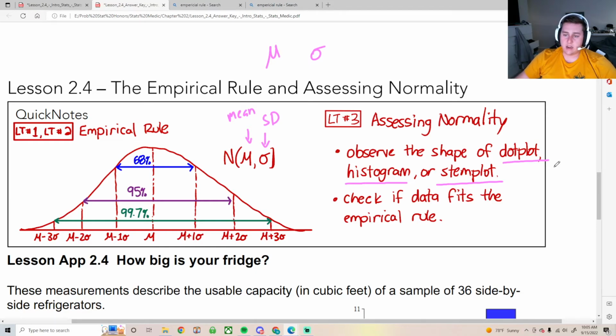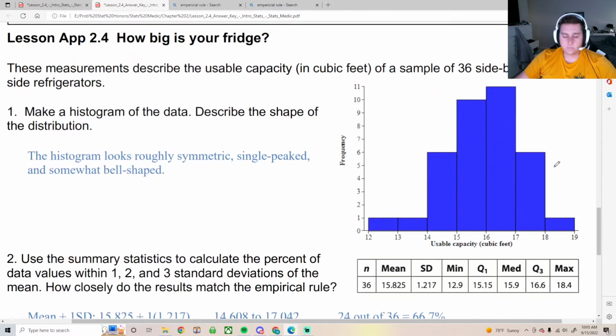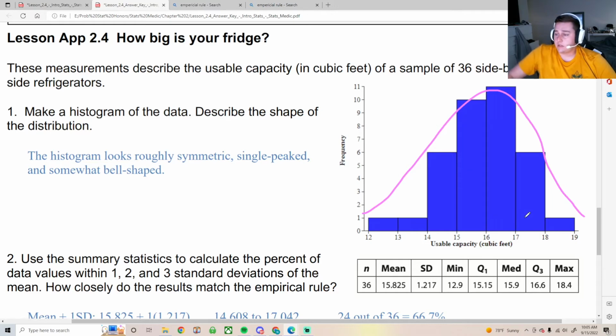I think we see that in these examples down here. In number one, make a histogram of the data. Boom, there it is. I would probably have used Statplet to just make it. The histogram looks roughly symmetric, single peaked, and somewhat bell-shaped. I would agree with that. It's not totally normal, but overall the shape is there. It's not perfect, but that's usually what happens.